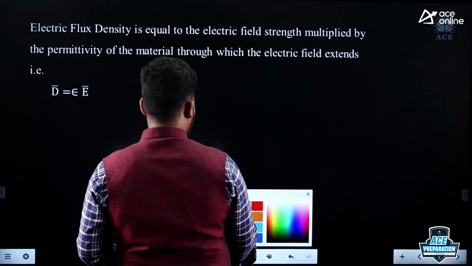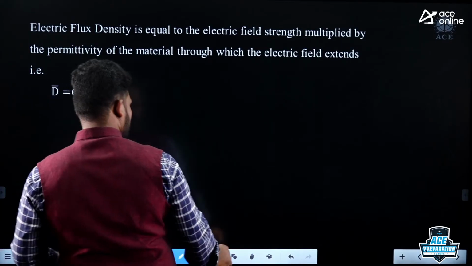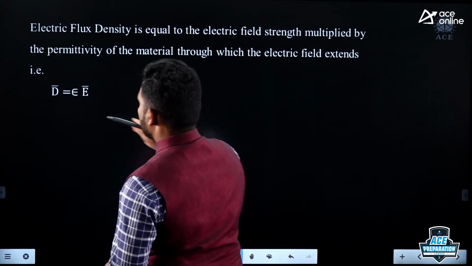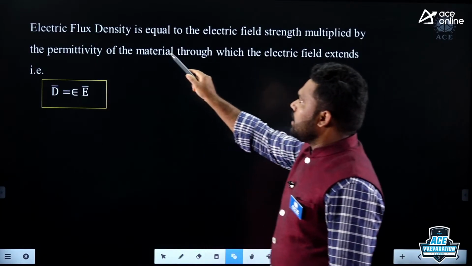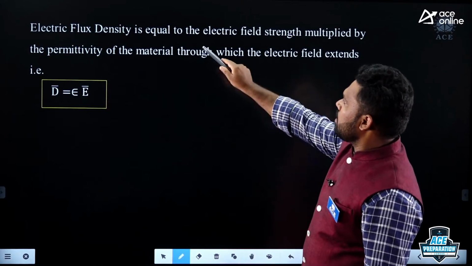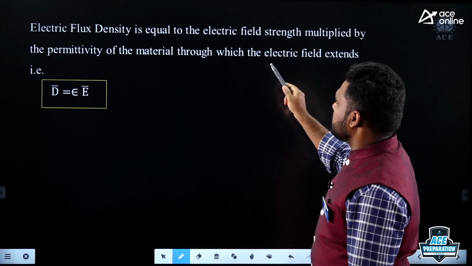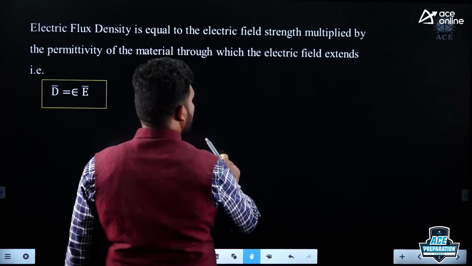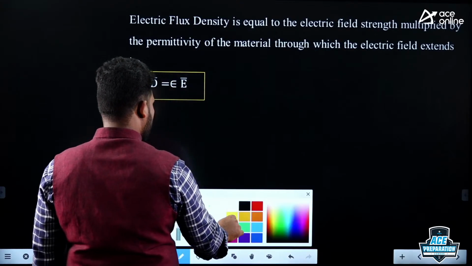Here there is one relation. Before going into the Gauss law, you can focus. There is a relation between D and epsilon. Electric flux density is equal to electric field strength multiplied by the permittivity of the material through which the electric field extends. Okay. This is from the material properties. You just need to remember this relation. This is going to help us later.